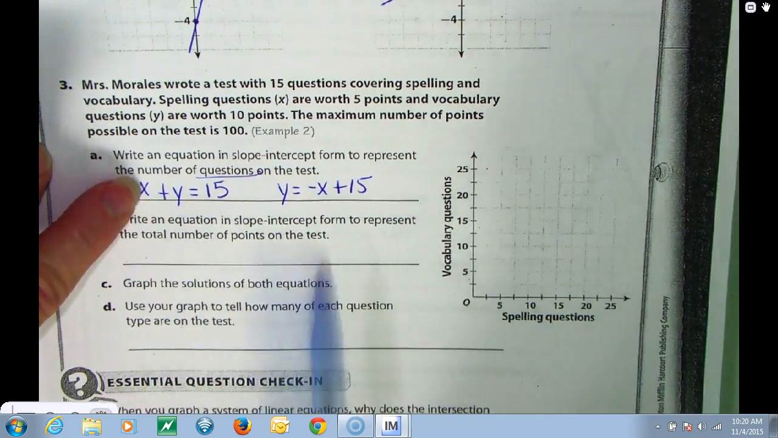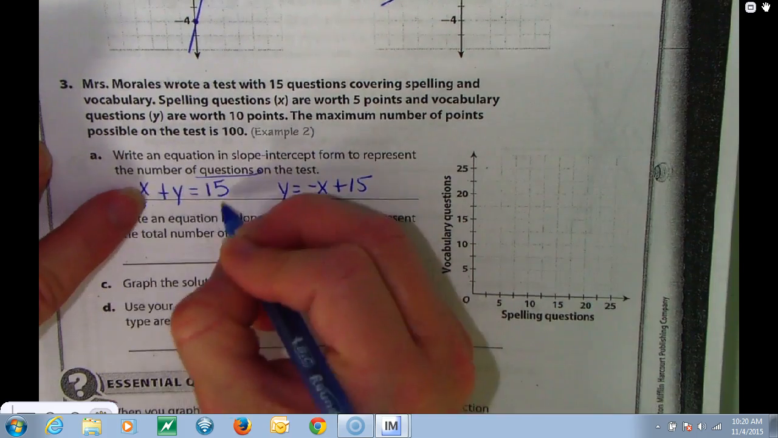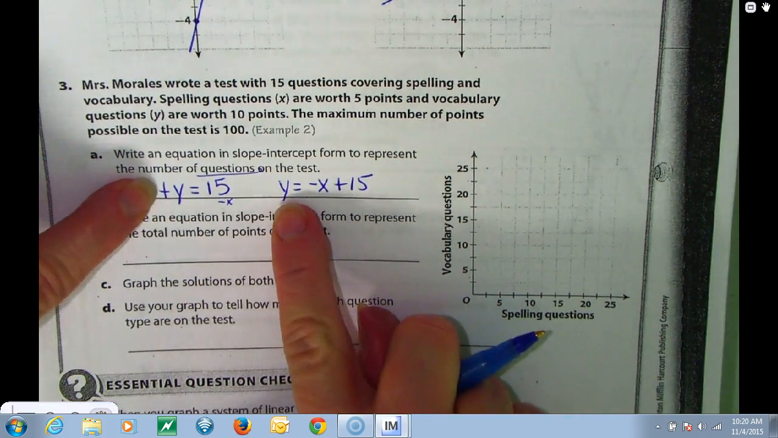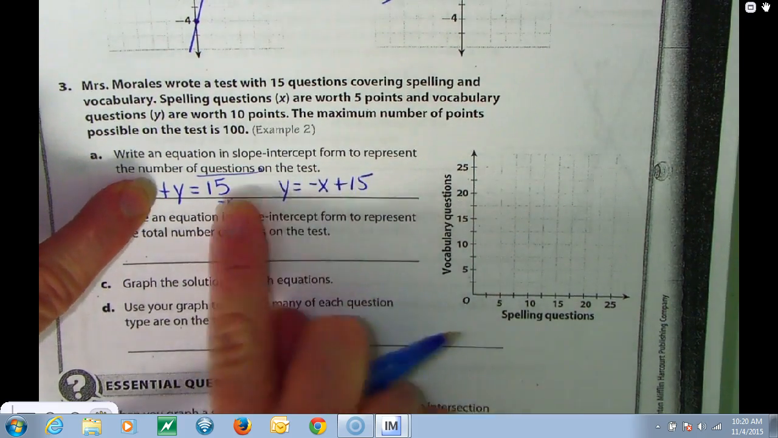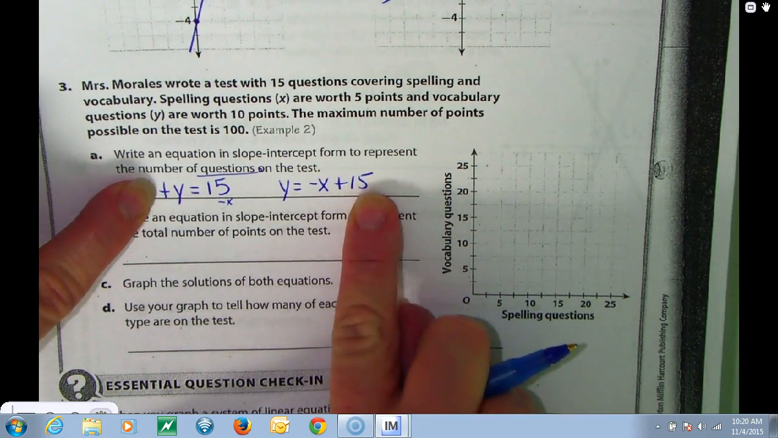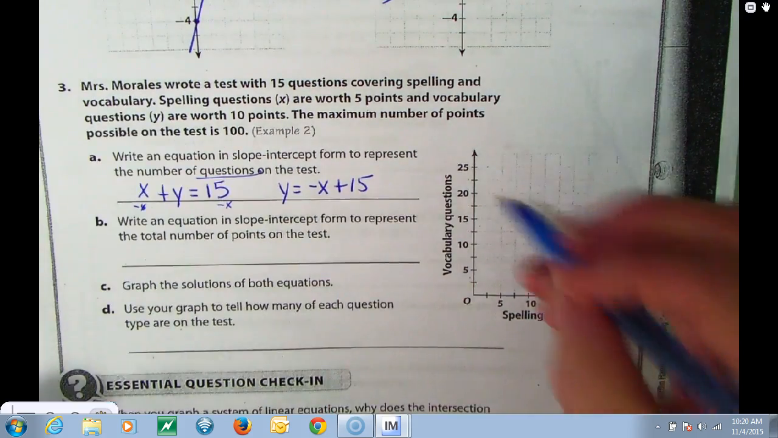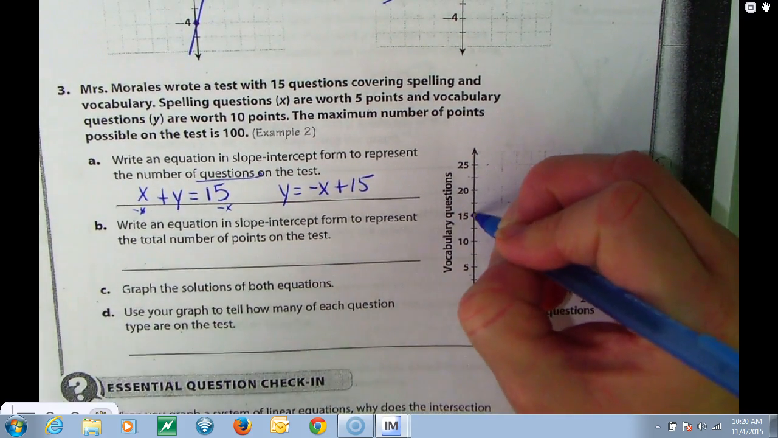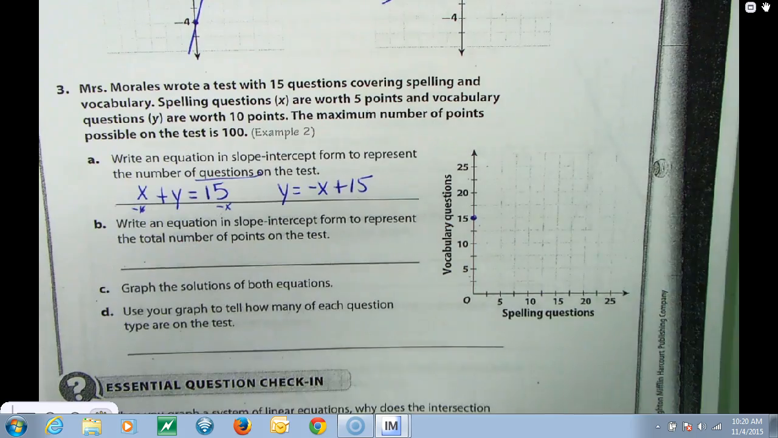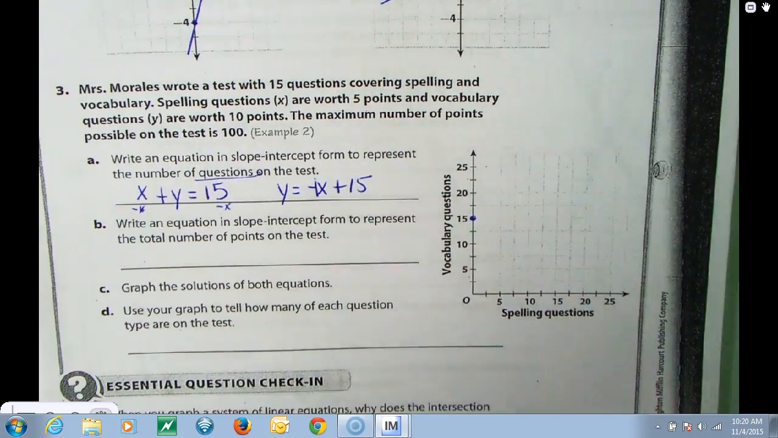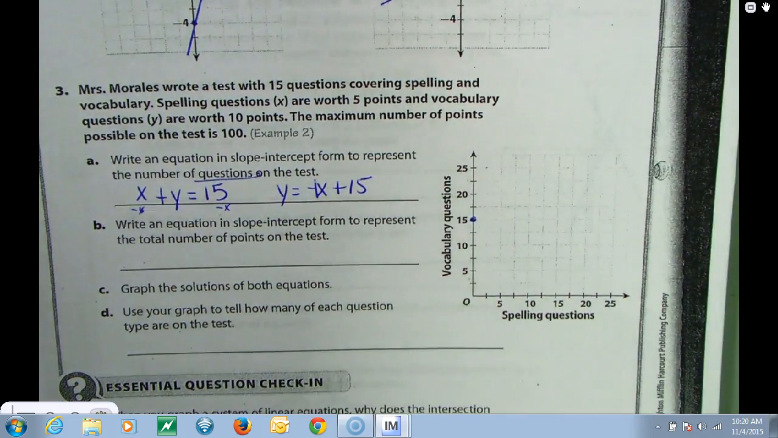Because I subtracted X from both sides, I can have it in Y equals form. Yes, so I can graph it. So I'll know the slope and the y-intercept. Okay? So I'm going to start at 15. Now, the slope is negative 1. This is important, guys, that you listen to this.